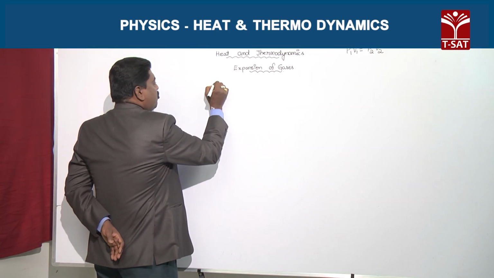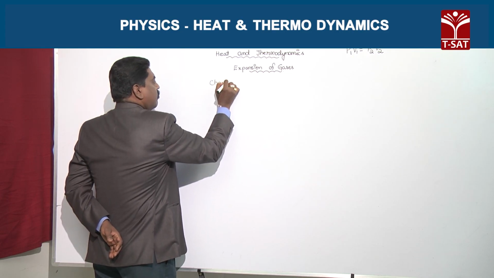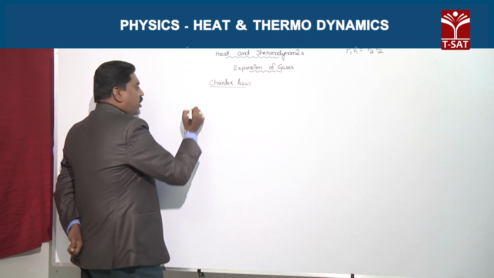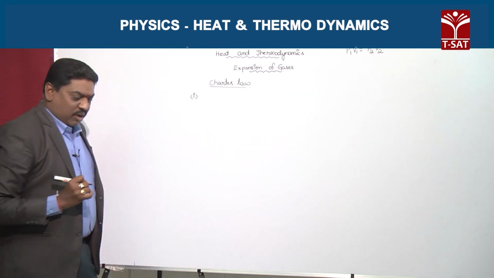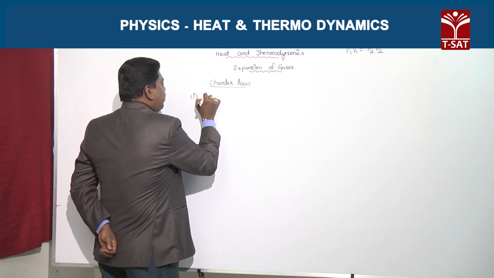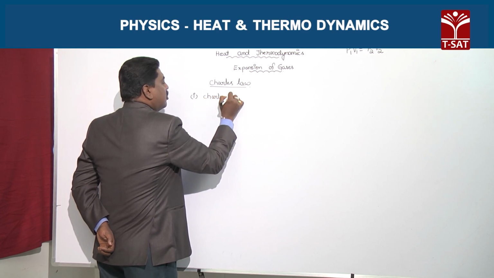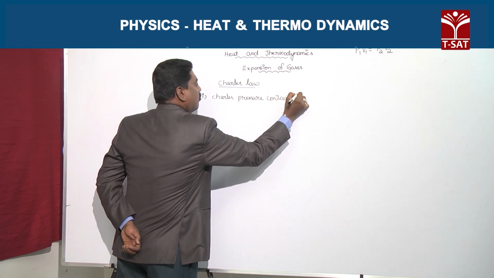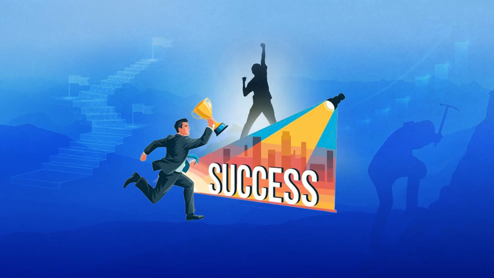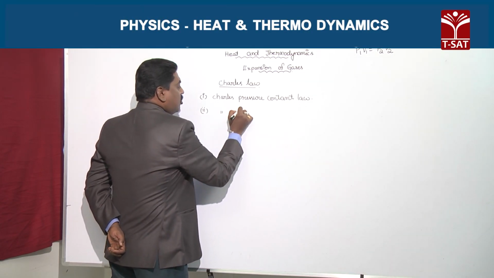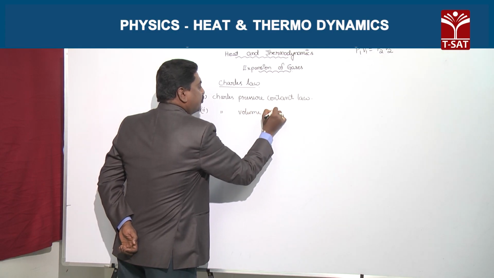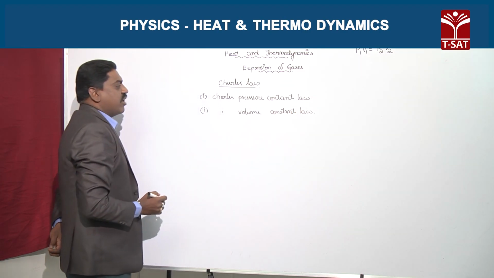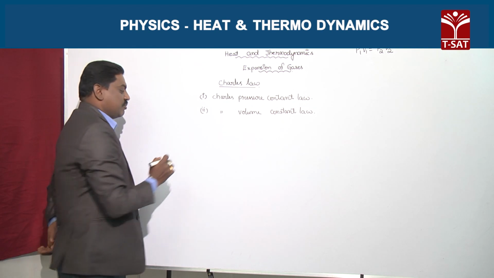Now let us try to understand Charles' law. In this we study two varieties of laws. One is Charles' pressure constant law, and the second one is Charles' volume constant law. At first, let us understand Charles' pressure constant law.